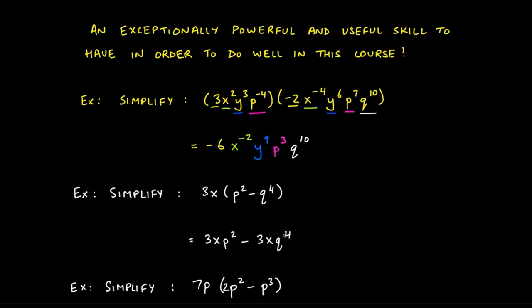What we will need to do in the future is start here and go in the reverse direction. So it's very important to see that when you multiply two terms, you create a product. Even though this doesn't look like a product, it looks like a difference. When you multiply 3x and p squared minus q squared, what you're doing is you're creating a product.